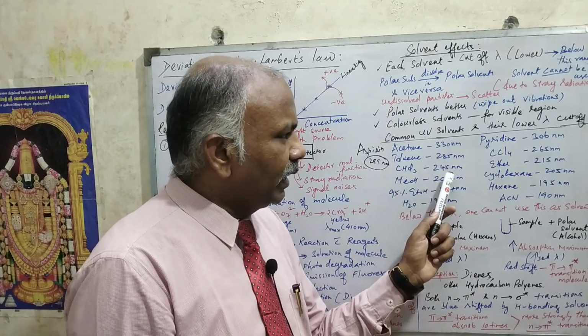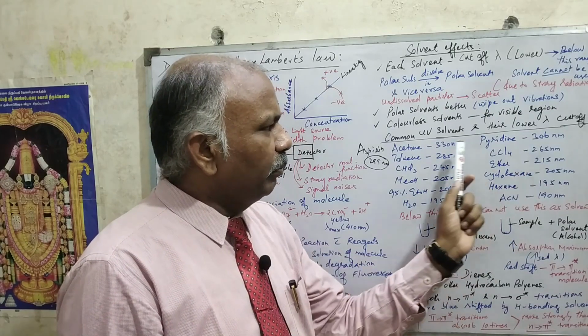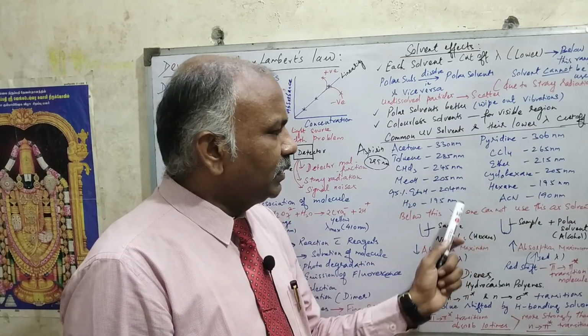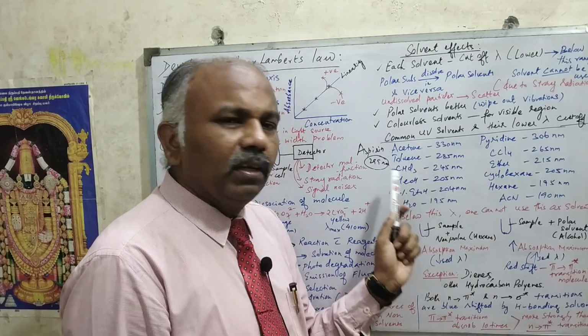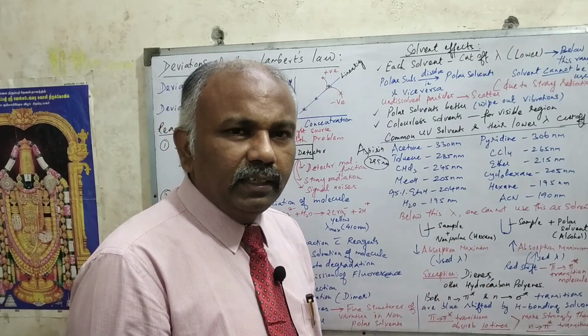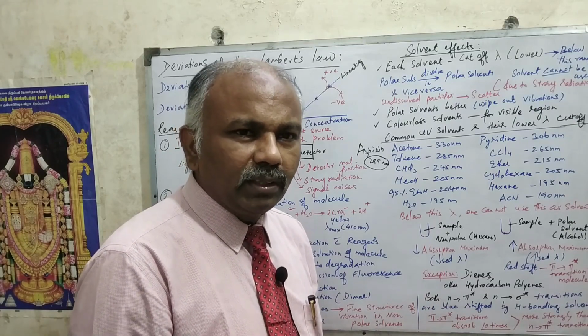So which solvent can I use? 306 nanometer and 330 nanometer. Either I can use acetone or I can use pyridine. The rest of the solvents I am not preferring to use for aspirin. This is the general idea one should think about when we go for discussing the solvent effect.